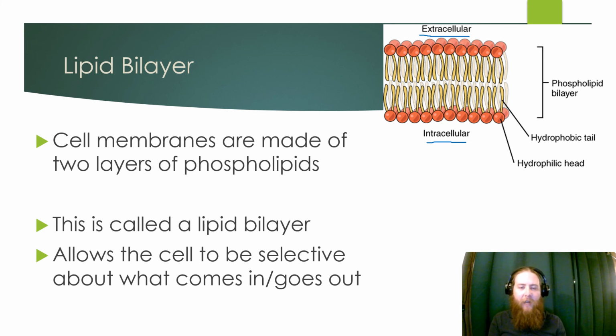The fatty acid tails here are really attracted to each other and they seal this thing up like a zipper. What this allows the cell to do is to be selectively permeable, meaning that it gets to determine what comes in and out based on whatever the cell needs.